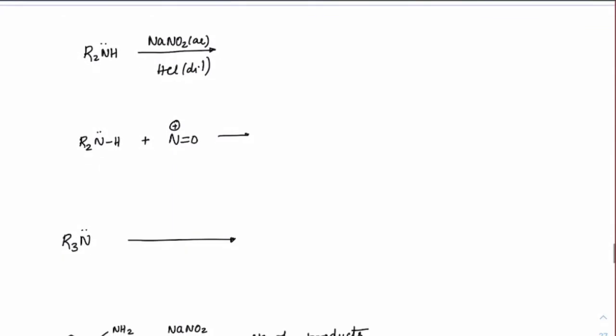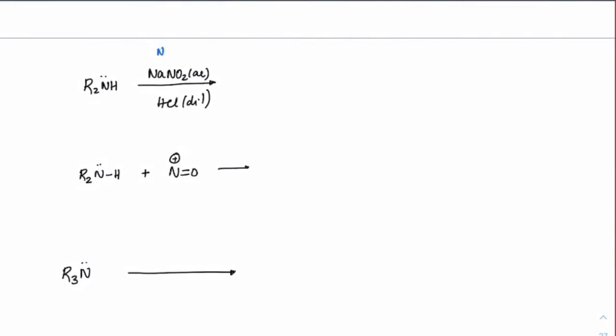Second, if you have a secondary amine, what would happen? In case of a secondary amine, NaNO2 and HCl will anyway generate an electrophile, NO+. The lone pair on the nitrogen will attack here and we will get R2NH-N=O+. Okay. This is in acidic medium, it would lose this H+ and we'll get R2N-N=O.